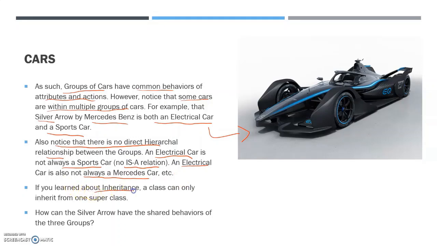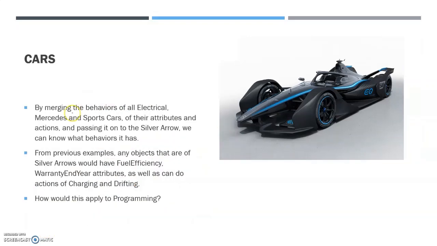If you learned about inheritance, a class can only inherit from one superclass. So how can the Silver Arrow have the shared behaviors of all three groups? By merging the behaviors of all electrical, Mercedes, and sports cars, of their attributes and actions, and passing it on to the Silver Arrow, we can know what behavior it has. From previous examples, any objects that are Silver Arrows should have fuel efficiency and warranty as their attributes, as well as actions of charging and drifting. So how would this apply to programming?